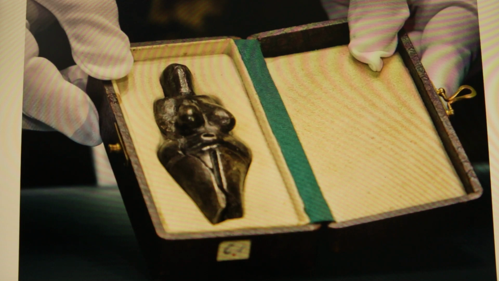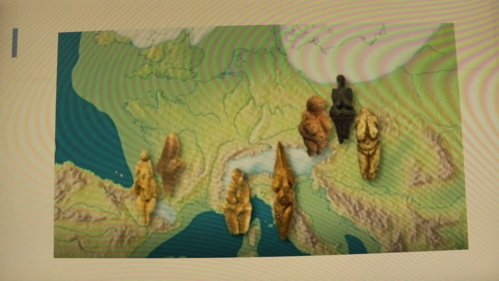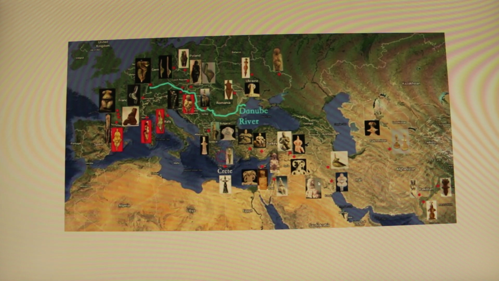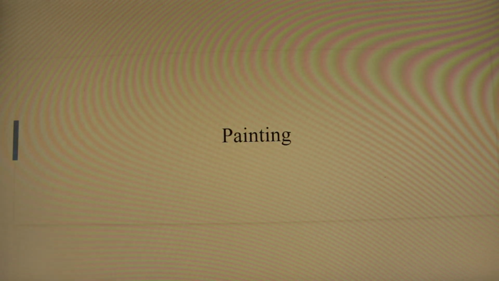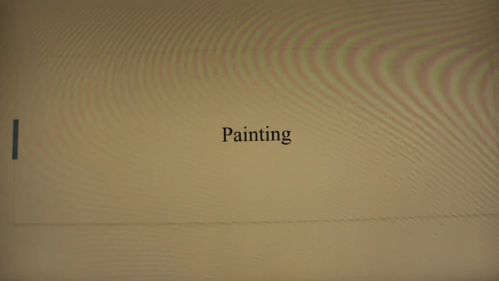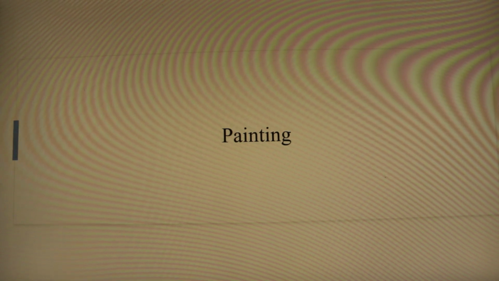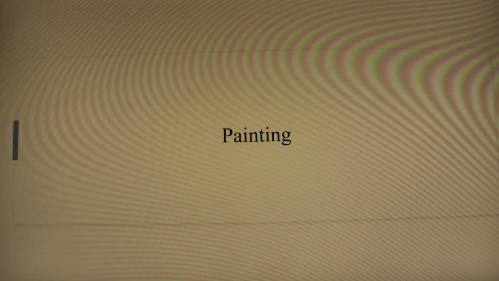Again, there's always a lot of conjecture here. So now, let's talk about cave systems. When we talk about the Venus figurines, we have lots and lots of theories. Same thing when we talk about the cave systems of the age. And we're going to start talking about that in the context of painting. When we talk about painting, we're really talking about cave art.